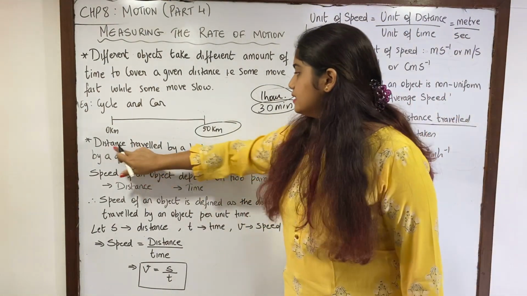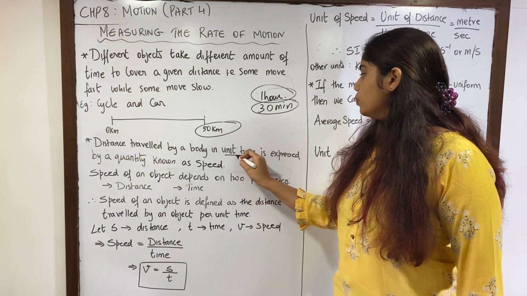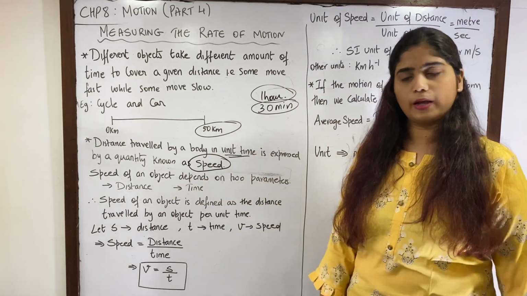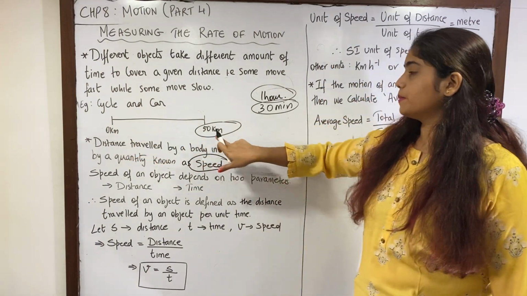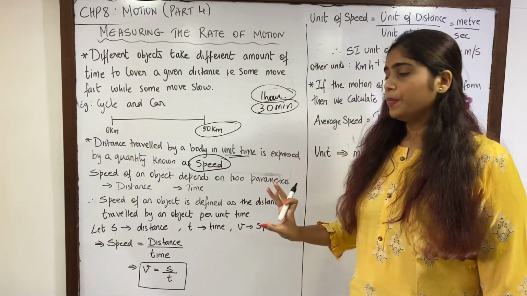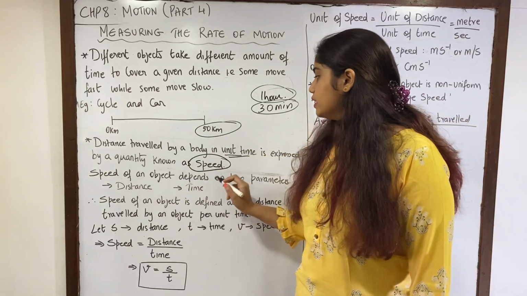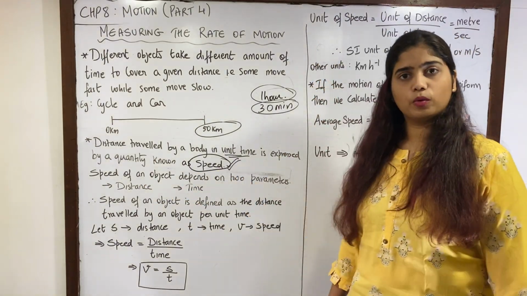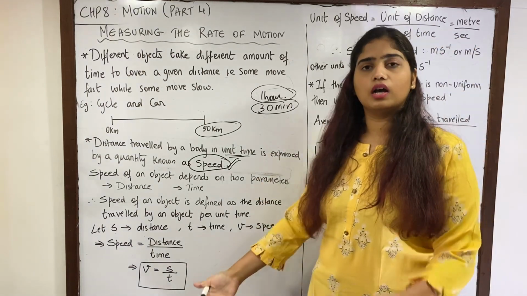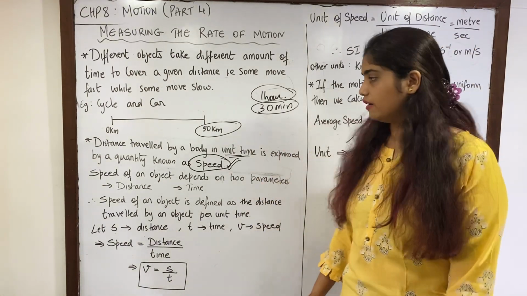Distance traveled by a body in unit time is expressed by a quantity known as speed. Okay, so a particular distance traveled by an object in a given amount of time is expressed in a quantity that is known as speed. So speed is going to tell us about the rate of the motion, that is how fast or how slow this particular object is going to travel.